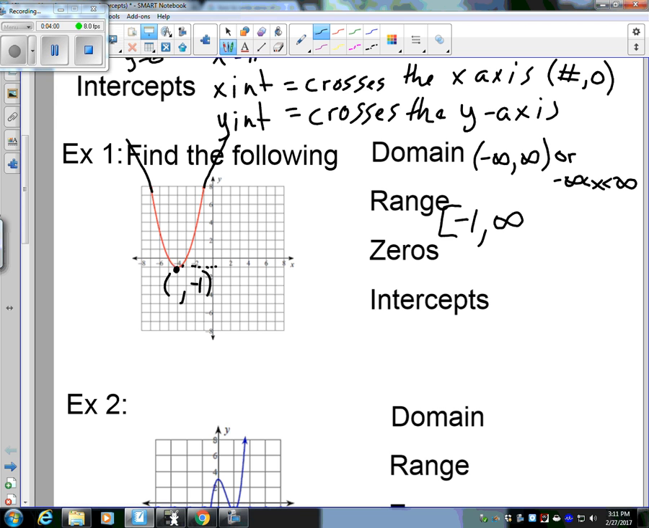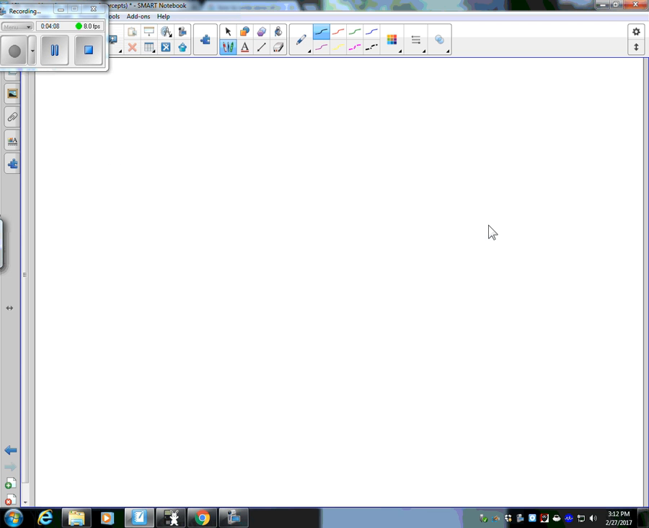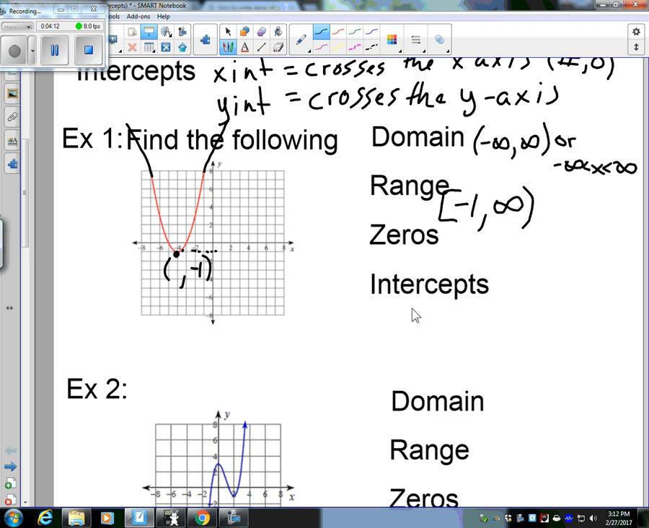The reason why we use a parenthesis instead of a bracket is for infinity. Infinity is not a number. It goes on forever and ever. So infinity has just a parenthesis, where if it's an actual point that's included, you put a bracket around.